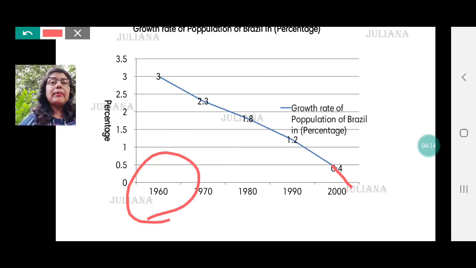So what will happen in a few decades time? The death rate will be more than the birth rate, right? And in such cases, the population can remain static. And if the death rate keeps on increasing and the birth rate keeps on decreasing, a time will come when the population will not increase. In fact, the population will start decreasing.